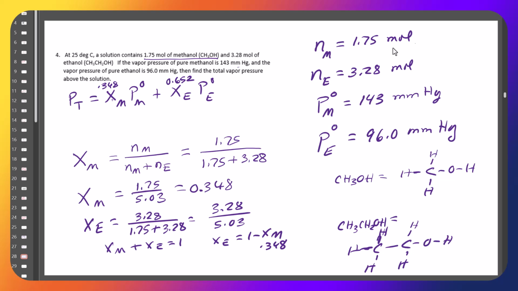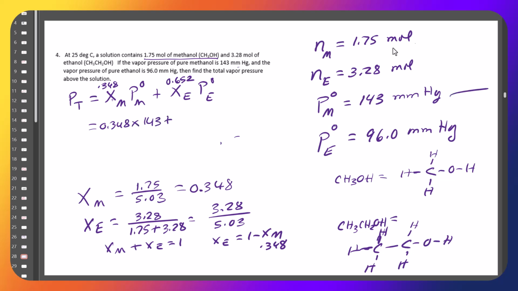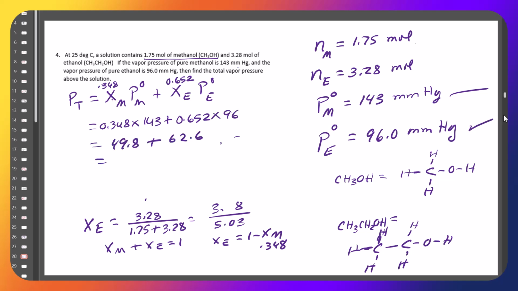So we can now expand our equation with the numbers that we have. We can have 0.348 times that, plus 0.652 times that. So 49.8 plus 62.6 is, don't forget the unit.